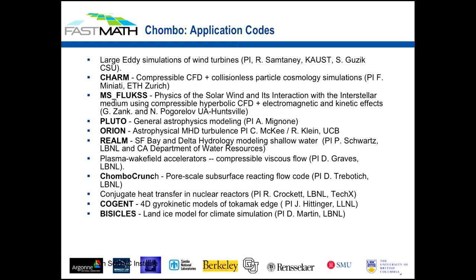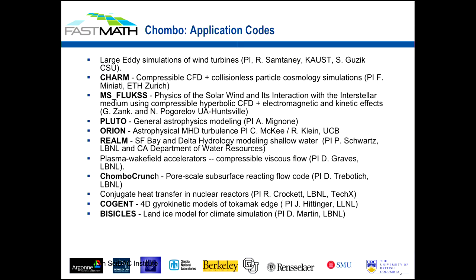So just to go over, I sent this in for the kickoff, and I don't think you guys got to see it. This is just an example of some Chombo codes. Charm is a dark matter simulation code that I work on with the ETH guys. MS Flux is a solar weather code, so the space weather from the sun up till about Mars, and past that up to the heliosphere. Pluto is another astrophysics modeling code. It's doing mostly relativistic jets. Orion is a galactic formation code. This is Richard Klein at Berkeley mostly.